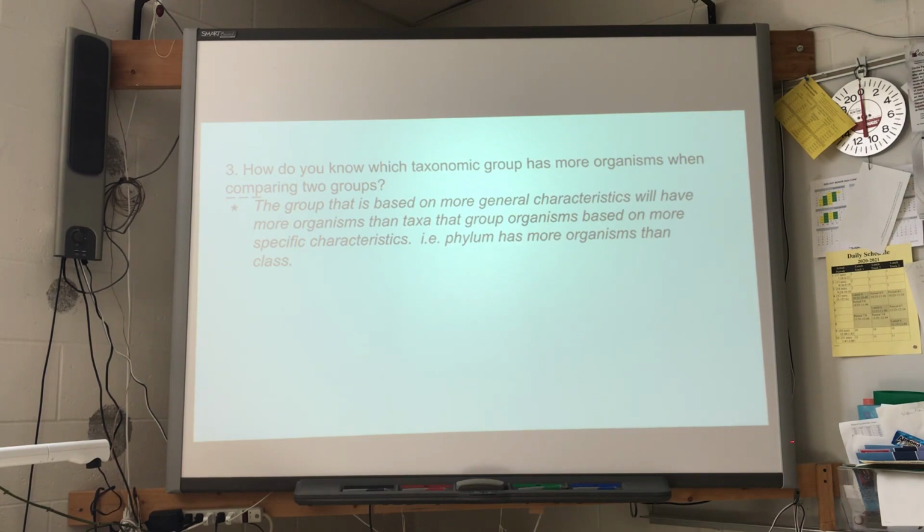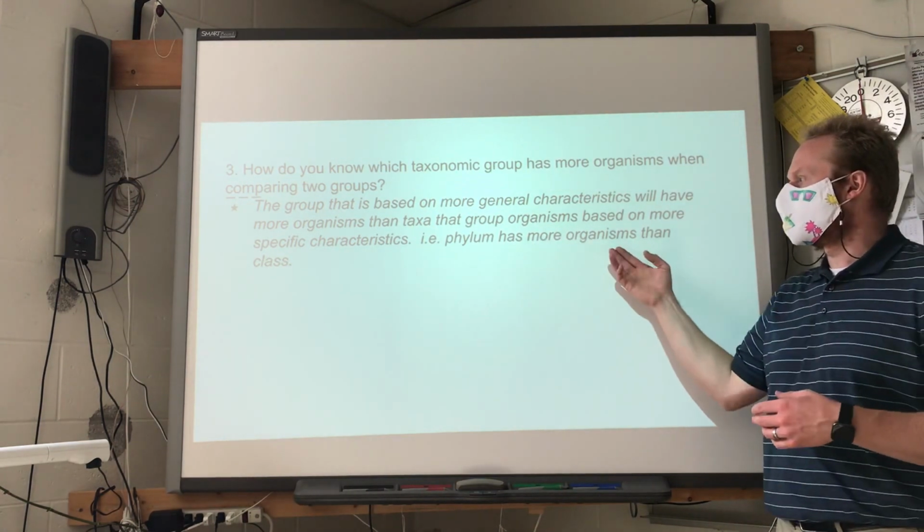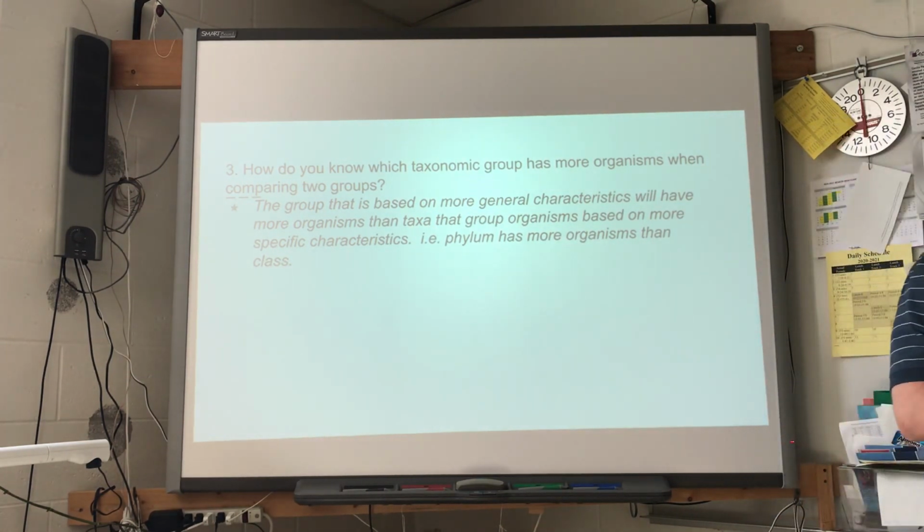So how do you know which taxonomic group has more organisms when comparing? The idea is that a group based on more general characteristics will have more organisms than taxa that group organisms based on more specific characteristics. For example, phylum has more organisms than class. All animals are part of the kingdom Animalia. Lots and lots of different organisms fall under the animal kingdom.